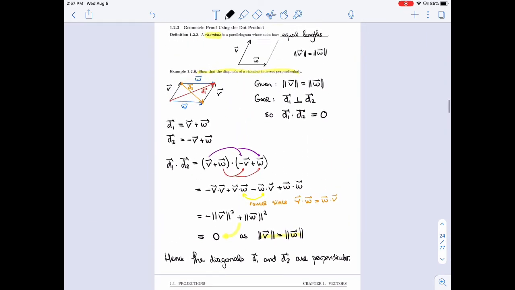All right, so here's the whole problem. These are quite nice. I'm using the properties of dot product, and I'm using the definition of a rhombus, and I get that D1 dot D2 equals 0, and that's the same thing as saying that D1 is perpendicular to D2.